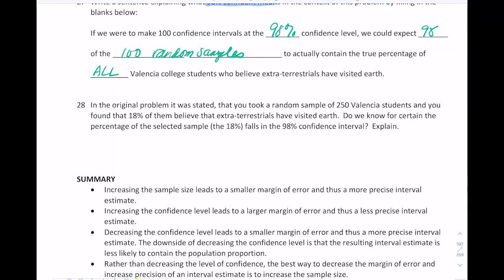In the original problem, it stated that you took a random sample of 250 Valencia students and you found 18% of them believe that extraterrestrials have visited Earth. Do we know for certain the percentage of the selected sample falls in the 98% confidence interval? Well, our interval went from 13.2% to 22.8%. So we are 98% confident, not 100%, but 98% confident that the true proportion falls in between that interval.